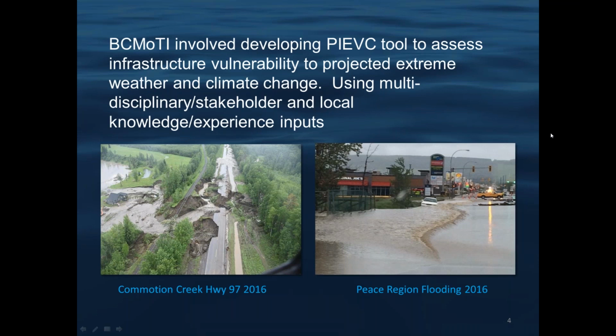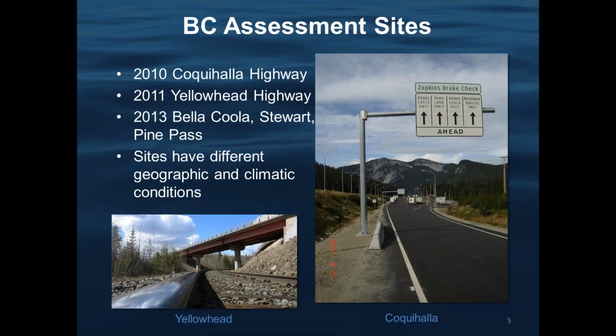For sure. What we've been doing in BC since I was involved in the development of the PIVISI tool has been using the PIVISI tool over the last 5 or 6 years. The sites we've looked at are the piece of the Coquihalla Highway, a piece of the Yellowhead Highway between Vanderhoof and Burns Lake, and we've looked at some of the results of extreme climate events in Bella Coola, Stewart, and Pine Pass over a few years, just to see how it would all come together.